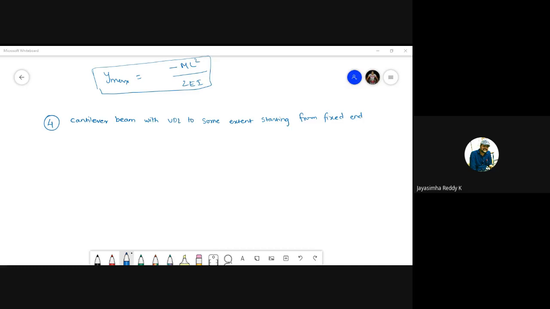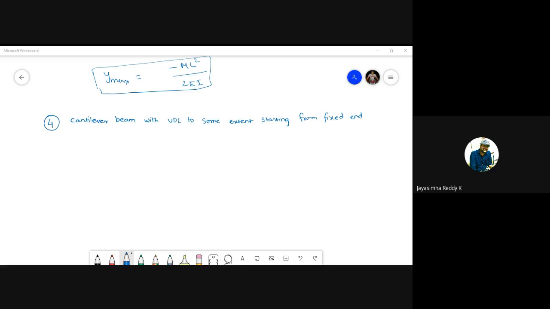So we have seen three different types of loads on a cantilever beam for which we have solved slope and deflection. The first is a point load at the free end, where we solved for deflection and slope. The second is a uniformly distributed load throughout the length of the cantilever beam, for which we solved slope and deflection in the previous class. And the third is a moment at the free end, which we have seen also.